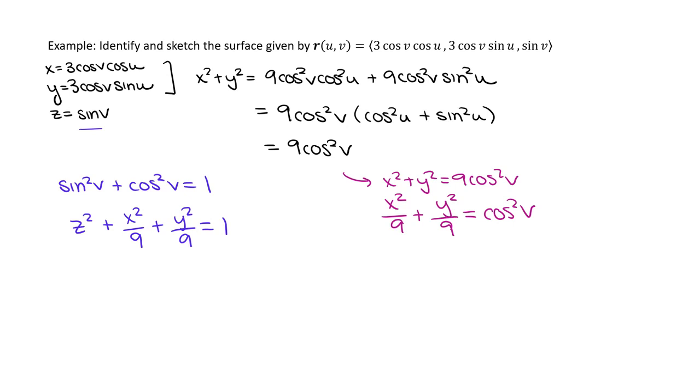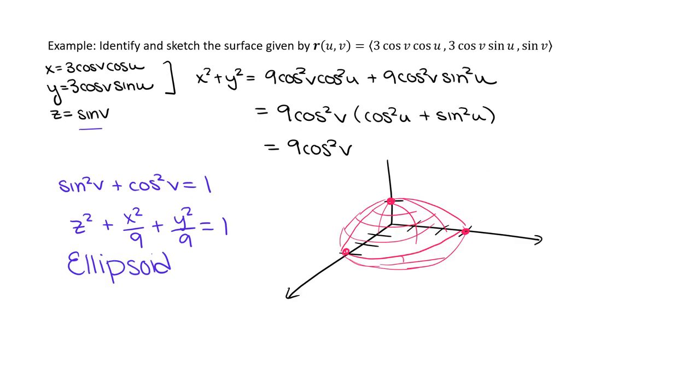We are talking about the following surface, z squared plus x squared over 9 plus y squared over 9 equals 1. And this is an ellipsoid. So it goes up to z equals 1, and then on the x and the y axes, it should go out to 3. So I have a surface that is an ellipsoid.